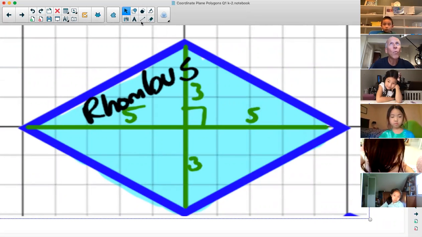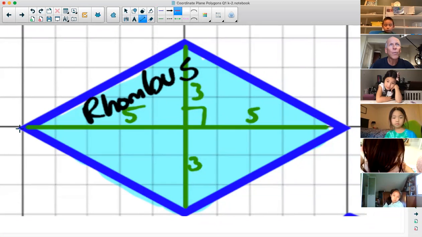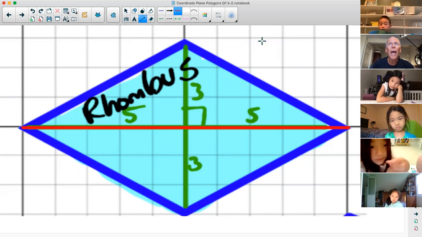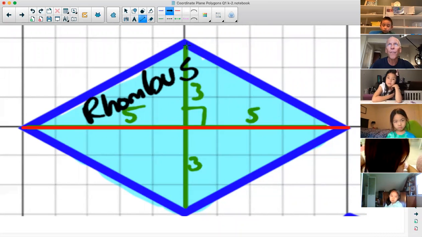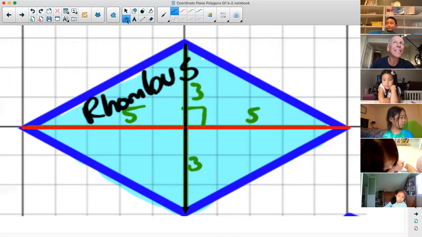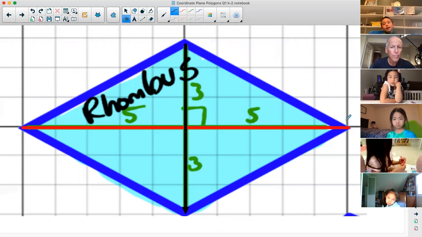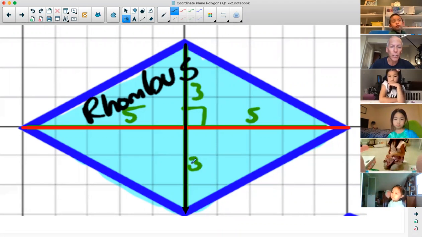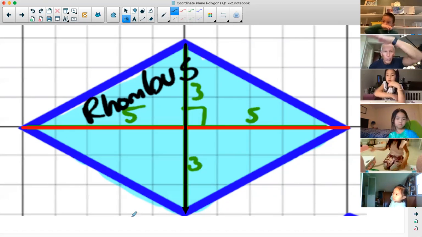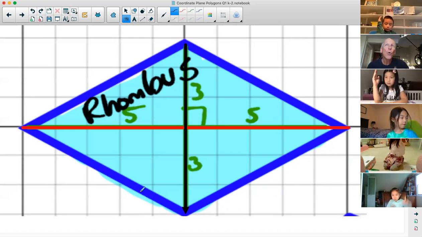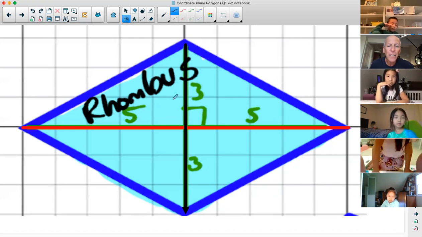I love what you did, but I want you to think about the length of the red line and the length of the black line. We name it by its diagonals. The red line is the first diagonal. Can you guys say diagonal? Diagonal. And the black line is the vertical diagonal. We go horizontal diagonal, vertical diagonal. And who can name it by the length of its diagonals?